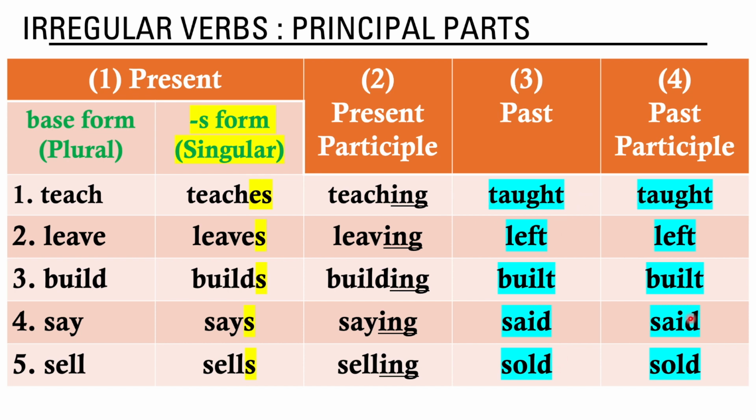See, they are similar here. So though they are irregular, still we could establish a pattern so that we could easily recall. Madali pa rin nating matatandaan. We could group together the irregular verbs which have the same past and past participle, as in the case of these verbs. Okay, so teach. And then leave, leaves, leaving, left, left. Okay. Build, builds, building, built, built.